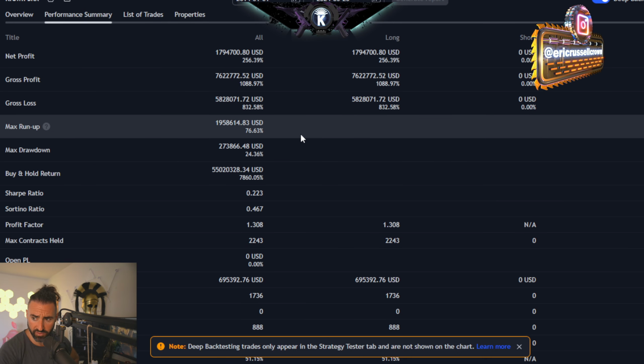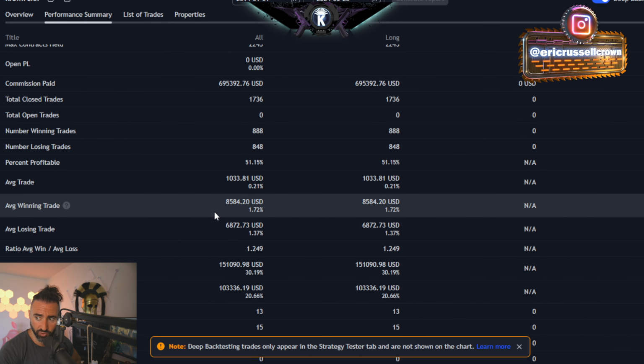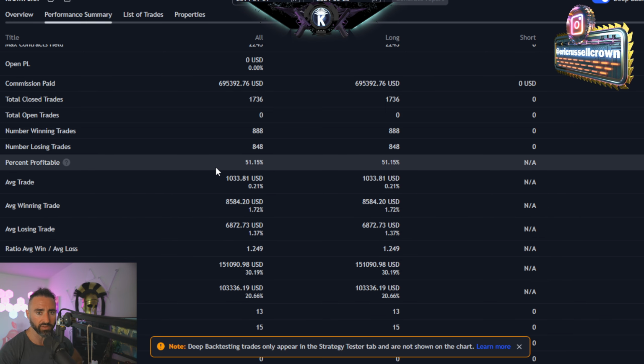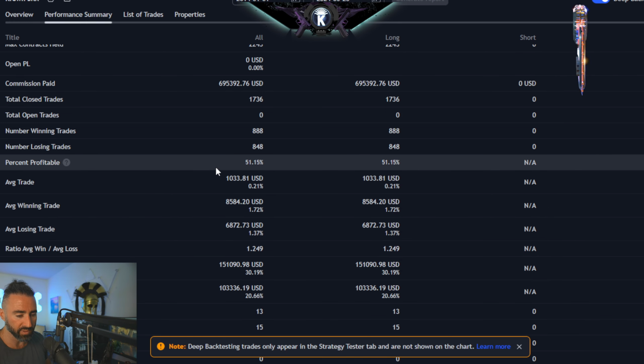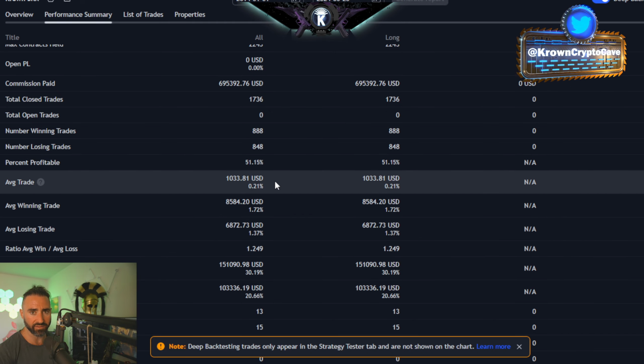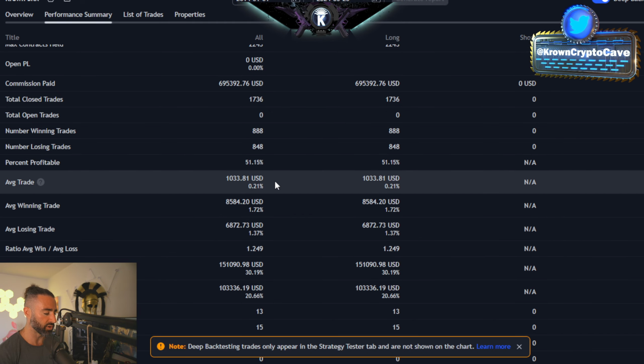If we go into the performance summary, we can see that the average winning trade is 172. The average losing trade is 137. So obviously, if you have basically a coin flip in terms of probability to win or lose, if you have a greater average return for the winning side, that's going to be a winning setup long term.